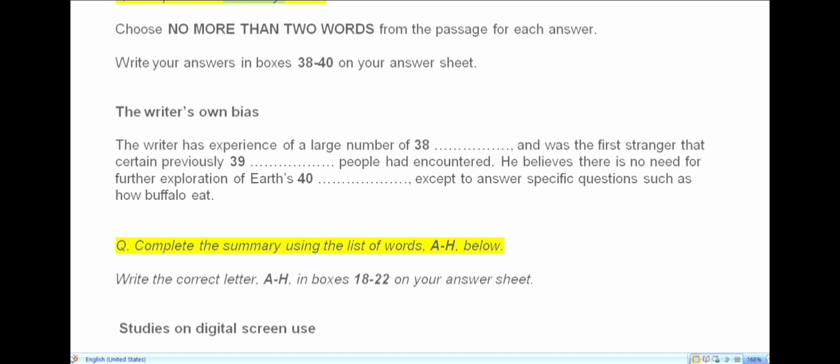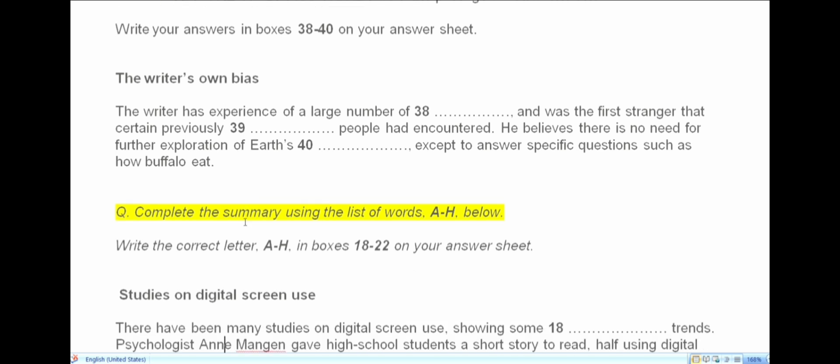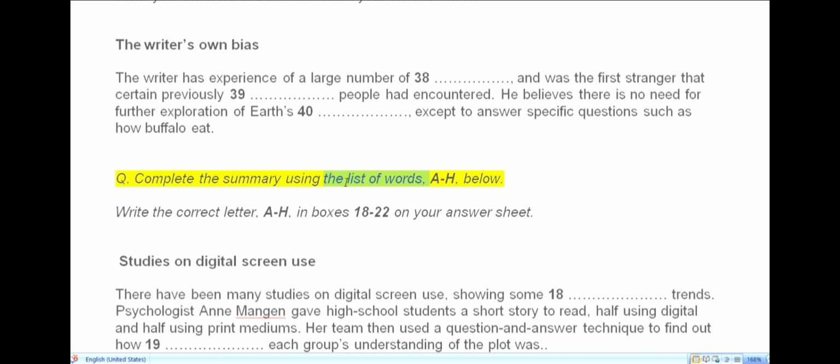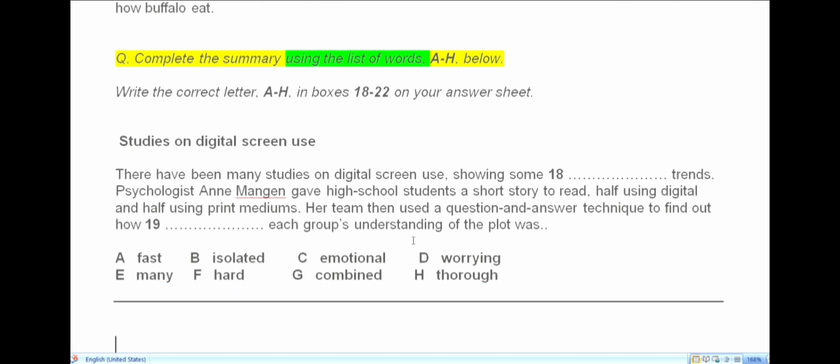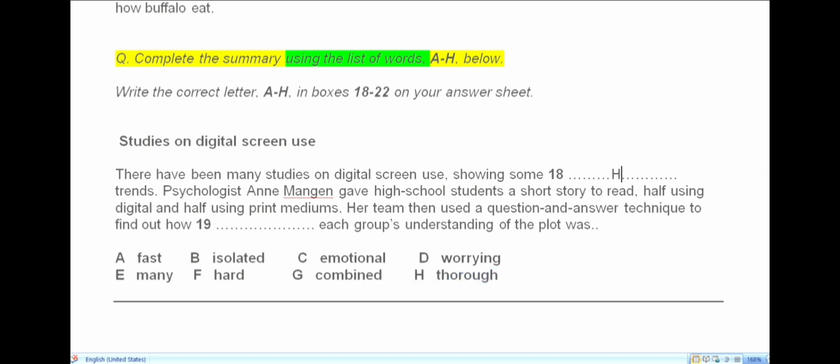And the following one is again a summary completion, with a list of words. That means the options are given to you below the summary like this, and you have to select which word matches which answer. For example, for question number 18, if you feel that the answer is thorough, then you write the letter H, again in capital. So these are the two different question types. I repeat, summary completion with options and summary completion without options. Now, the next one.